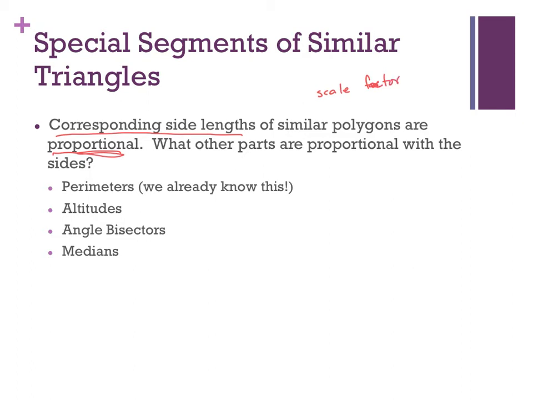We know from other lessons that the perimeter and the area also have to be proportionate to the scale factor. But there are other things that are included in this category. Altitudes, angle bisectors, and medians all are proportionate to the scale factor, which means that all this information, including corresponding side lengths, are all proportionate to each other and to the scale factor. So as long as you can match the pieces together and the triangles are similar, then you can set them up into a proportion and solve.